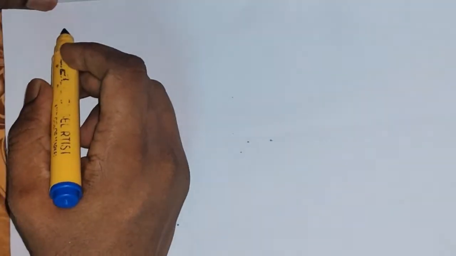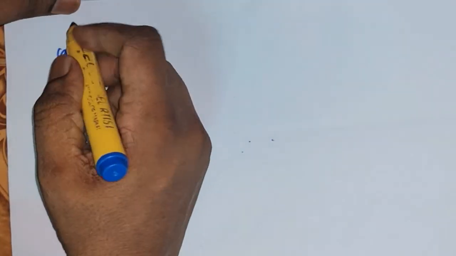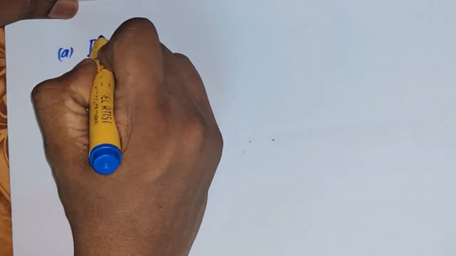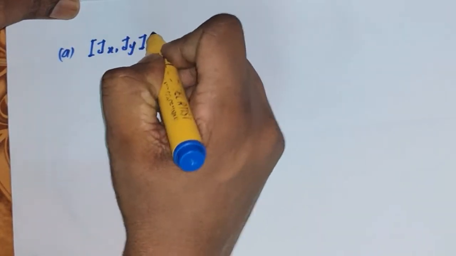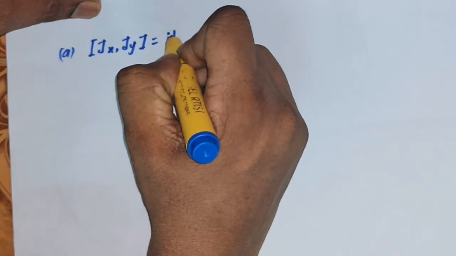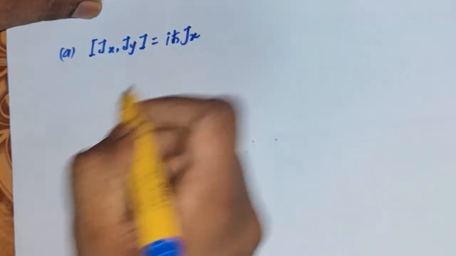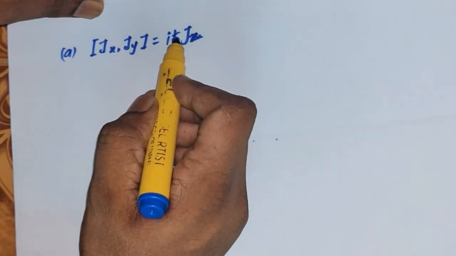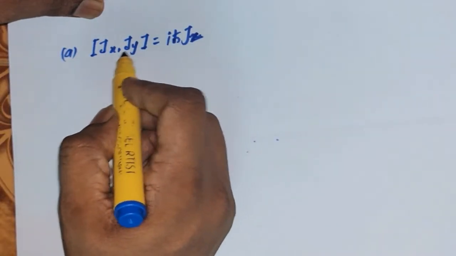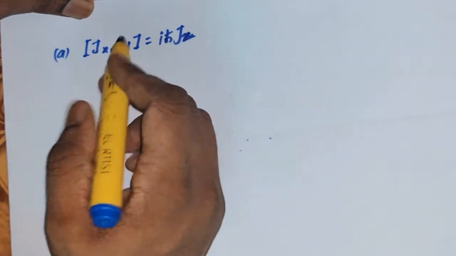In question number 18, the first statement they are given is [Jx, Jy] = iħ Jz. We have to identify whether this commutation relation is true or not. For that we need to write what Jx, Jy, Jz are.